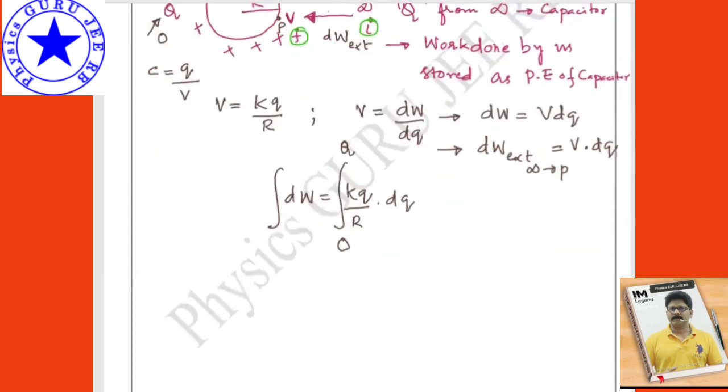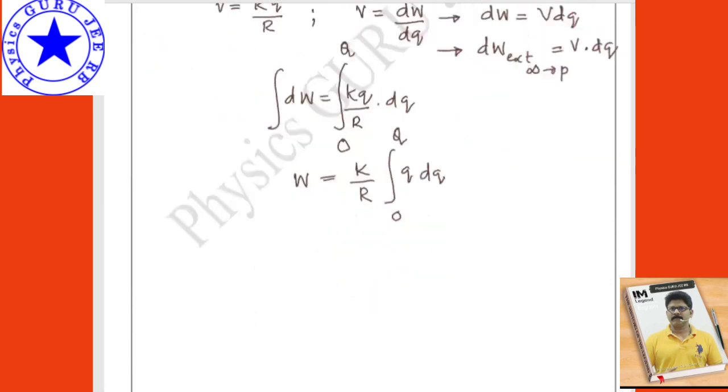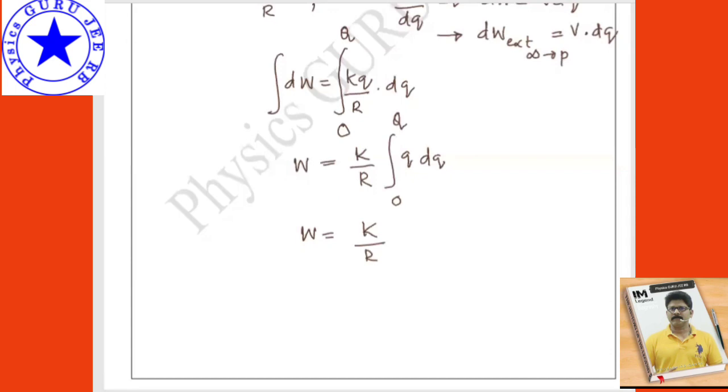Now the integration of dW is nothing but W equals to, when you carefully observe, k by r is a constant, r is the radius, k is 1 by 4 pi epsilon naught. So what is changing here? q is changing, q into dq, from 0 to capital Q. Now you can integrate it. W is equal to kq divided by r. The integration of dq is nothing but q square by 2, applying limits 0 to Q. Hope it is clear.